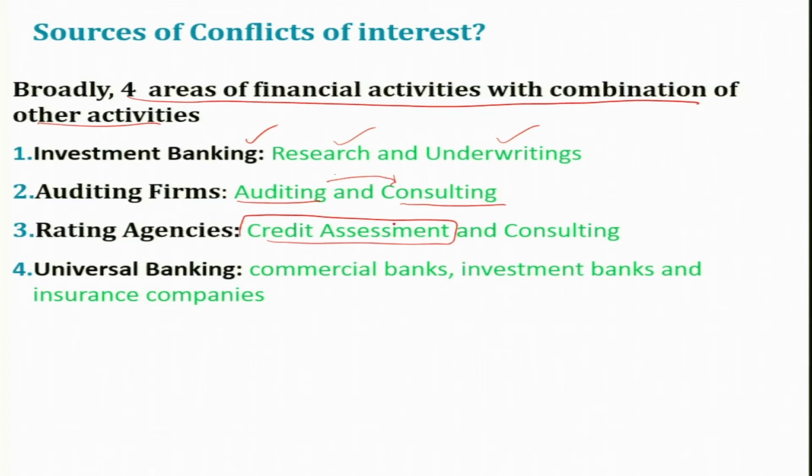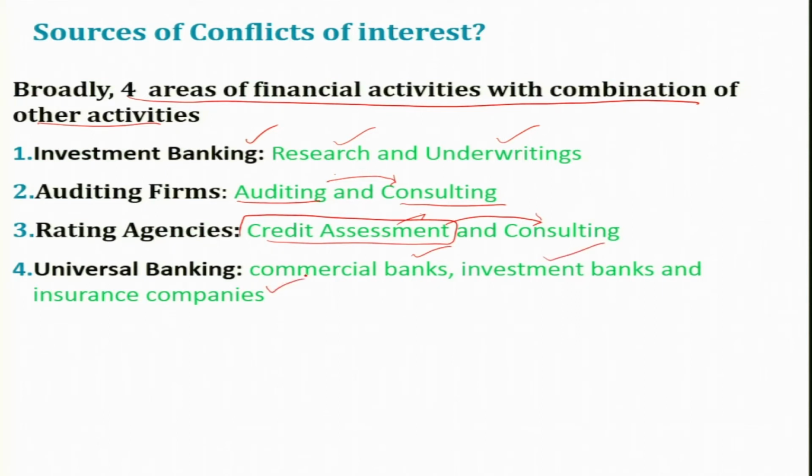Because of that process they are getting lots of information, they are investing lots of labor, and they are utilizing technical and managerial expertise in order to collect that information, and because of that they have these managerial and technical capacities, and based on that they also engage in consulting as well. Then the fourth area is universal banking. What if the same bank engages in commercial banking activity, investment activity and insurance?